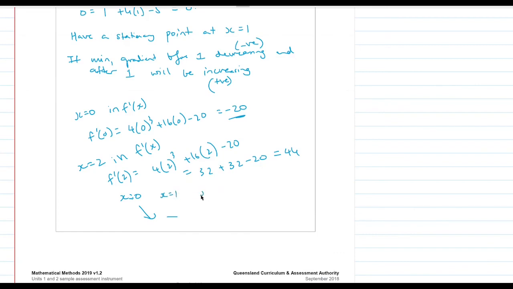So we have a decreasing gradient at 0, and then we have a stationary point at x equals 1, and then at x equals 2 we have an increasing gradient. So that's why it's a minimum point at x equals 1, as it's negative here and positive here.